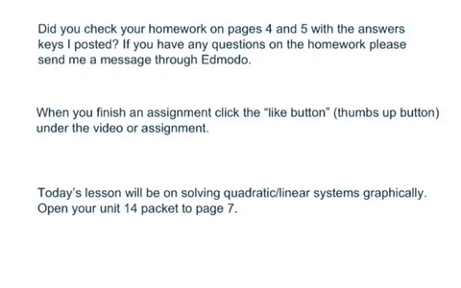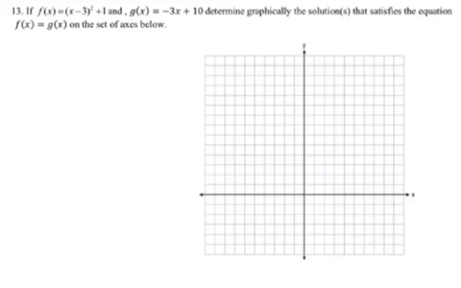For today's lesson, we're going to be solving quadratic linear systems graphically again. So open up your packets to page 7, and we're going to be starting with question 13. The difference between this question and last night is that this is given to you in vertex form instead of standard form. You're still going to be graphing the parabola the same way, typing into your calculator y1 equals (x minus 3) squared plus 1.